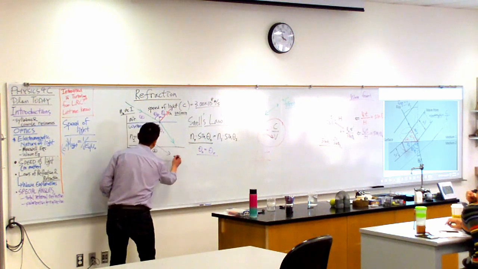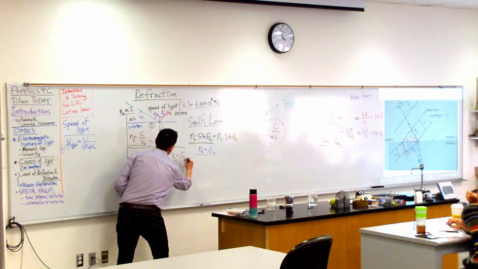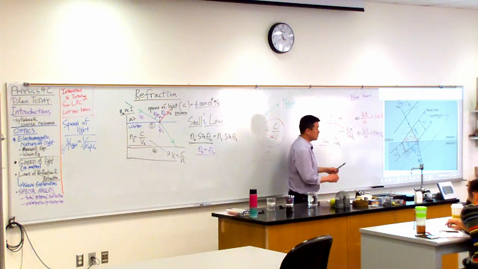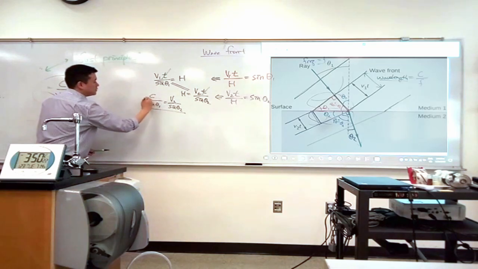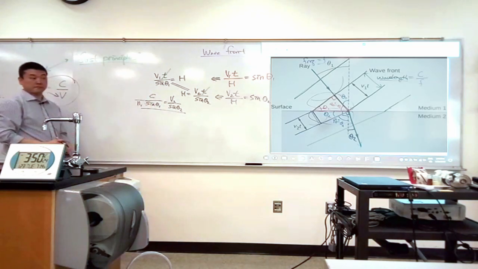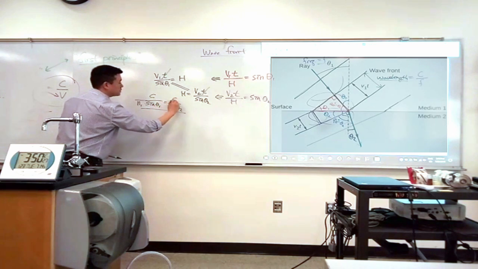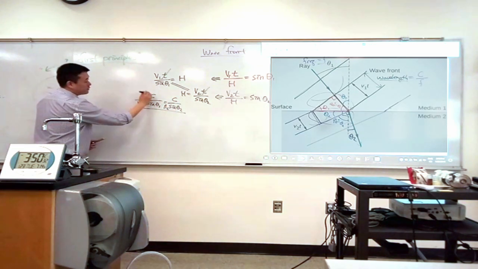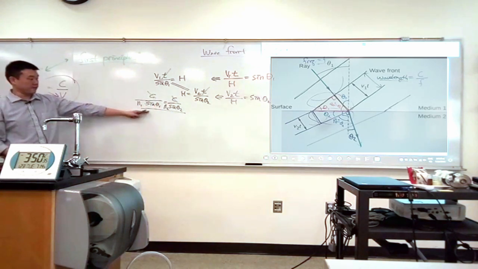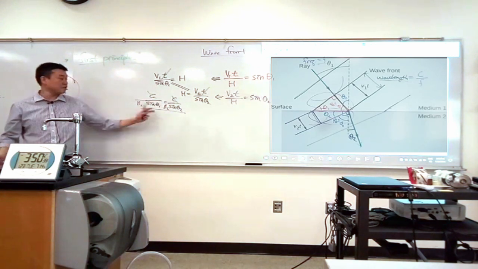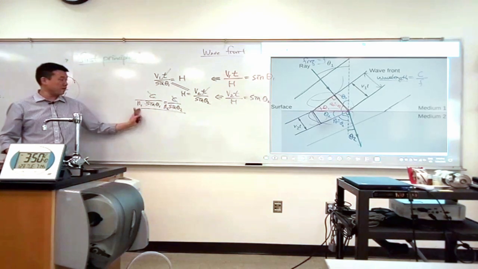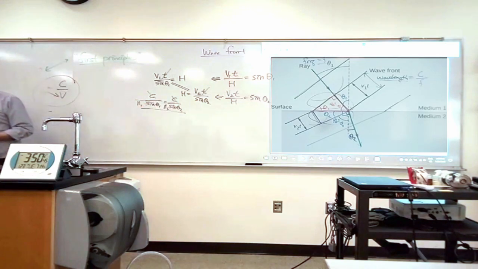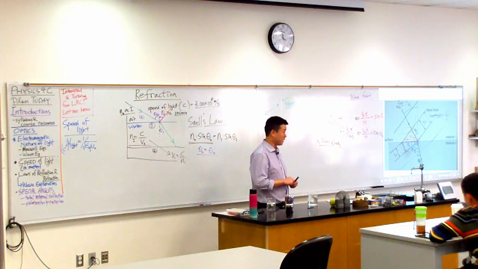So using this, let me say V1 is equal to C over N1. So I'm going to do the substitution for both of them. So V1 is going to be C over N1. And V2 is going to become C over N2. So the numerators cancel out. It's 1 over this is equal to 1 over that. You could just say the denominators are equal to each other. And you get N1 sine theta 1 is equal to N2 sine theta 2. So that's one way to explain or derive Snell's law.